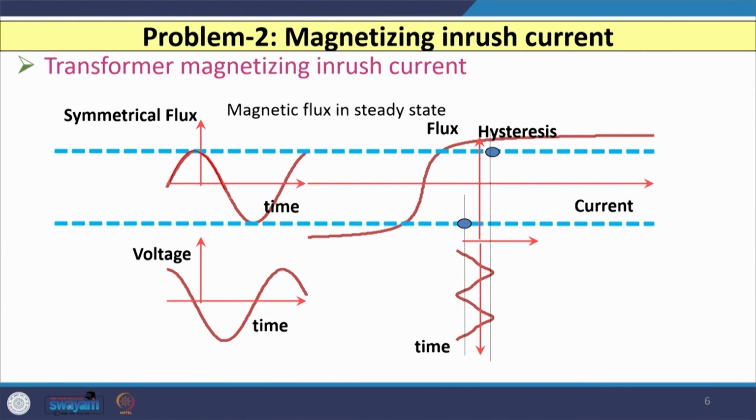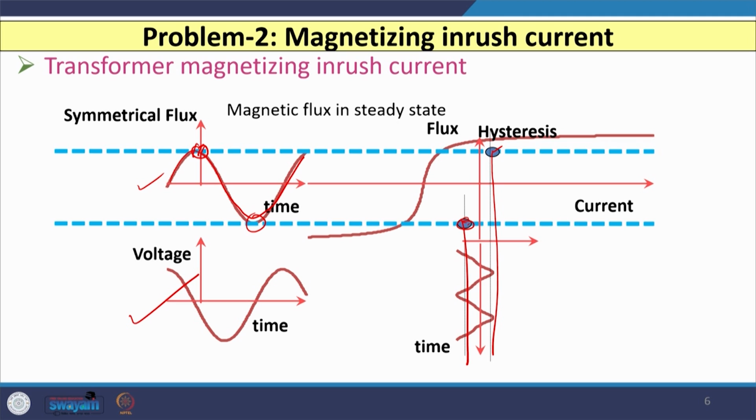When the wave shape of flux is symmetrical in nature, right, because I have shown the flux waveform with reference to the voltage waveform, since both are in quadrature, then you can extend this point here and this other point here, and if you extend these two points, you will have a value of current which is well within the range.